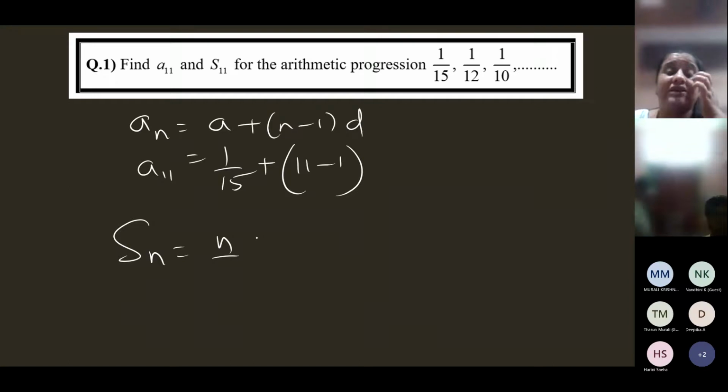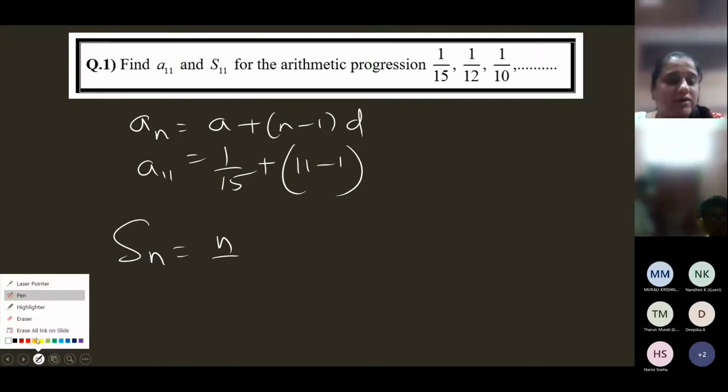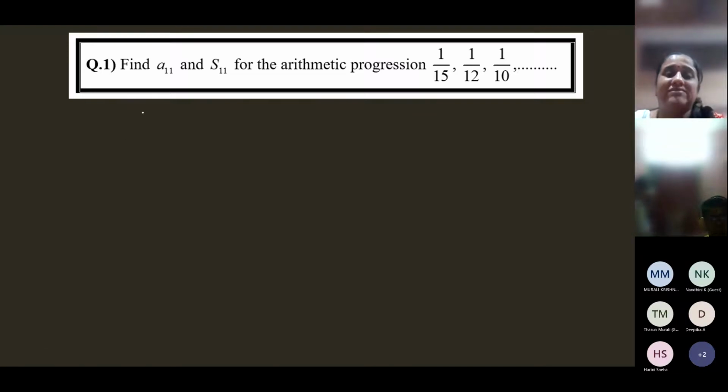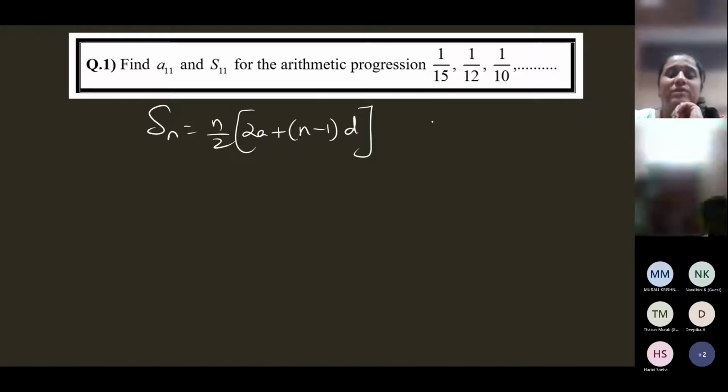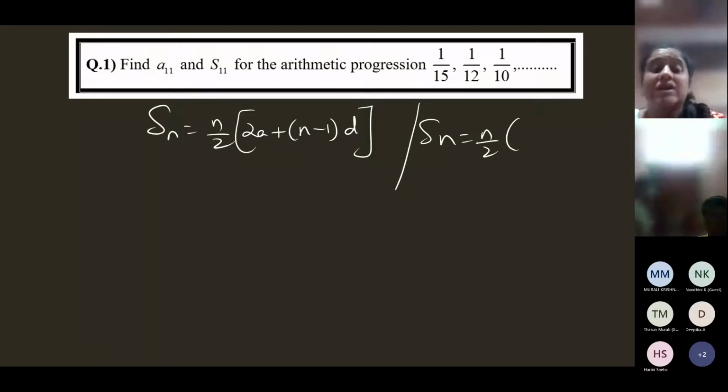See, there are two ways of finding S11. Listen to me. There are two ways of finding S11 because you have two formulae. One is Sn is equal to n by 2 of 2a plus n minus 1 into d. The other formula is Sn is equal to n by 2 of the first term plus the last term. First term a1 plus the last term an.